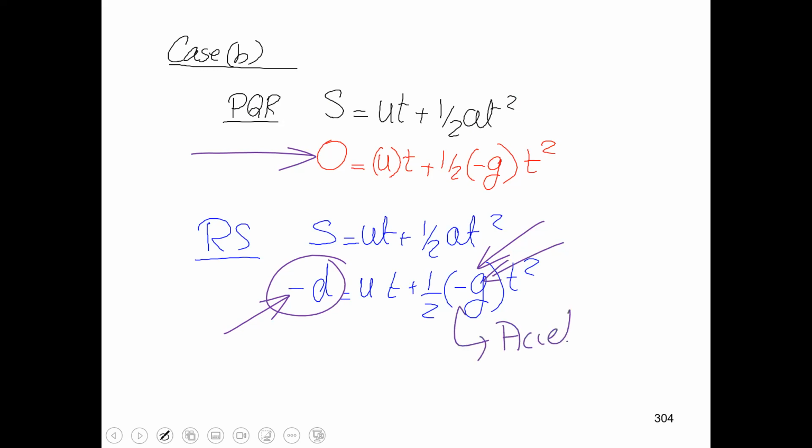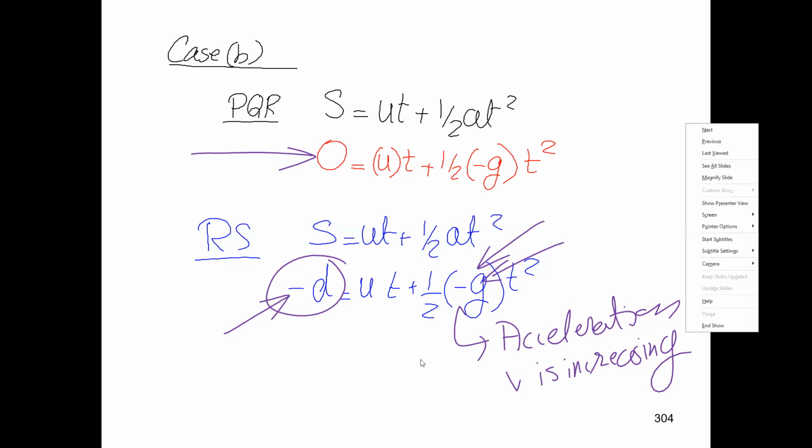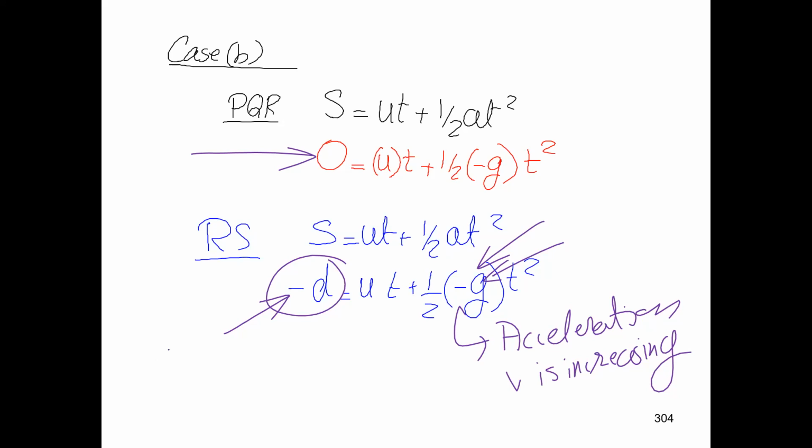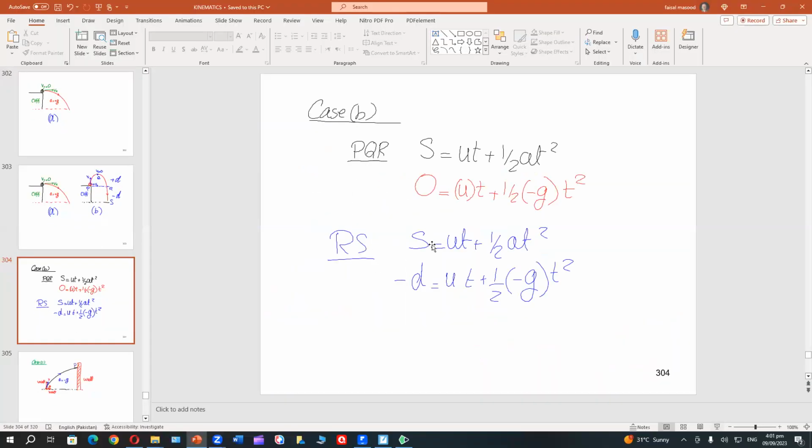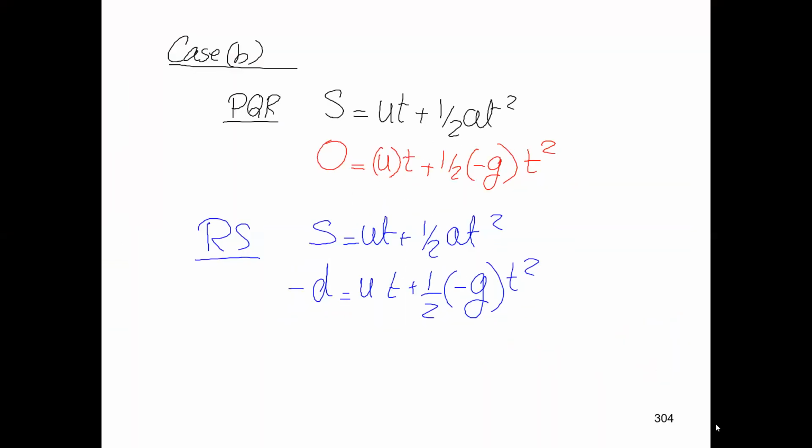It is, interestingly, acceleration, and interestingly, velocity is increasing. Even though velocity is increasing, the acceleration is negative. Why? Because the velocity as a vector is negative. This is another paradox in our A-level physics, which we have discussed in the start of the chapter.